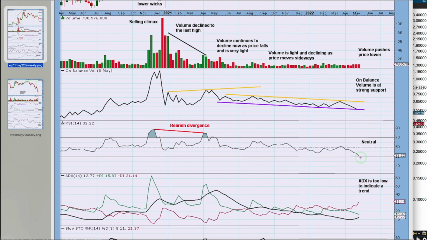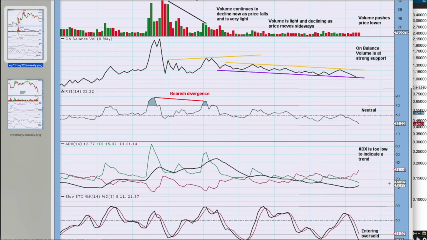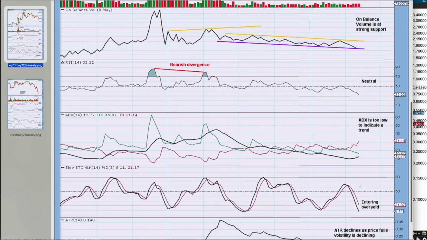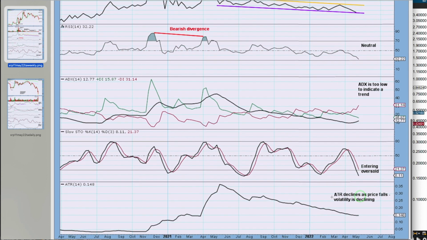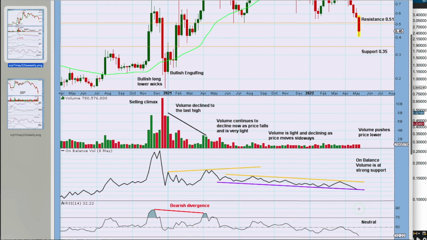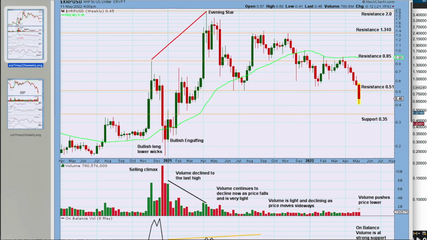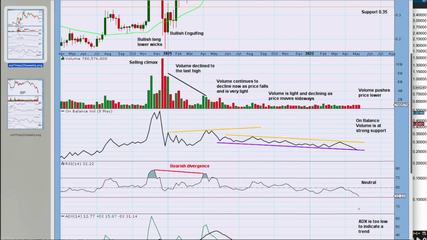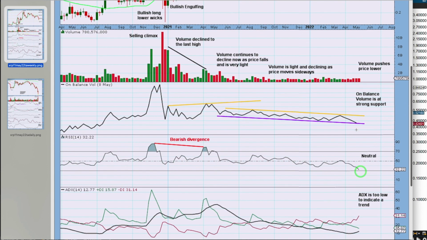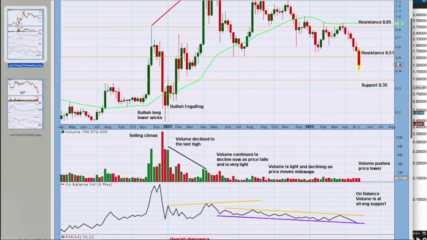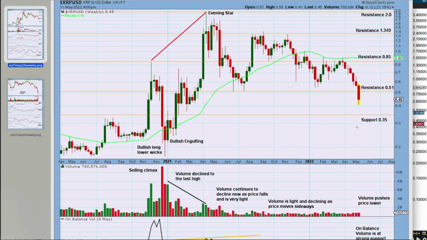RSI is neutral, but it's getting really close to oversold. If it dips into oversold at the weekly chart level, I think the low would be very close. ADX is below 15, it's at 12.77, so too low to indicate a trend. Stochastics entering oversold, ATR declining. This is a bearish chart, but with RSI reaching oversold and on-balance volume at support, I would be looking for a sustainable low to form sooner rather than later.